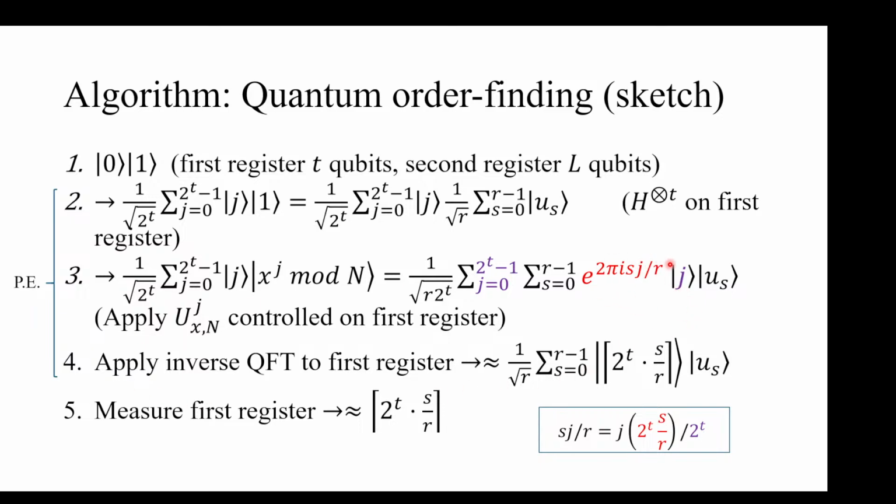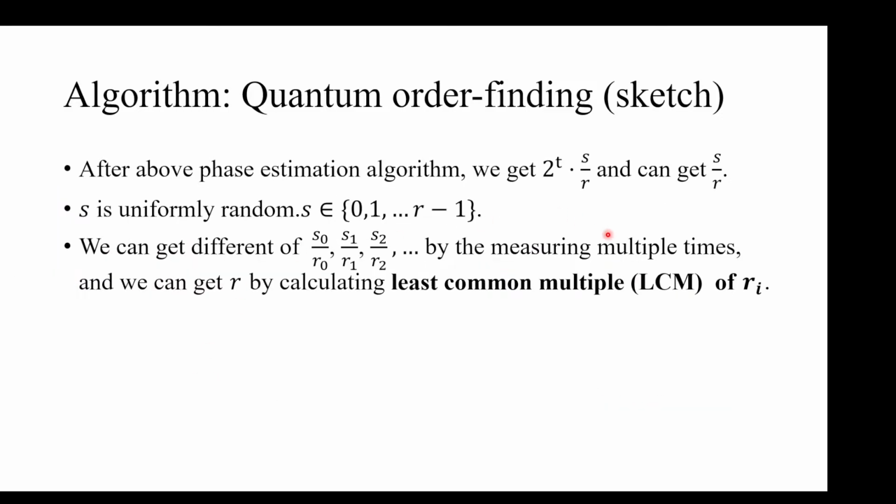So when R is not a power of 2, then it's S over R. Sorry, this 2 to the T S over R might not be an integer. So you will get some accuracy issue, and that's why we need to take our T to be large enough to cover our accuracy. And also we say that we get a random S over R. This is something we'll cover in more detail today.